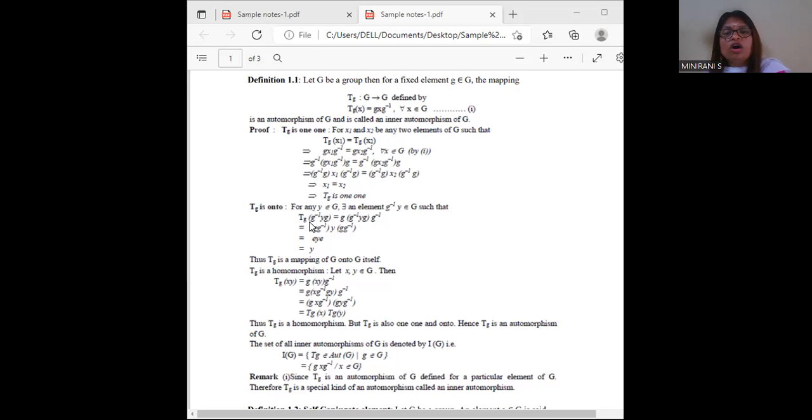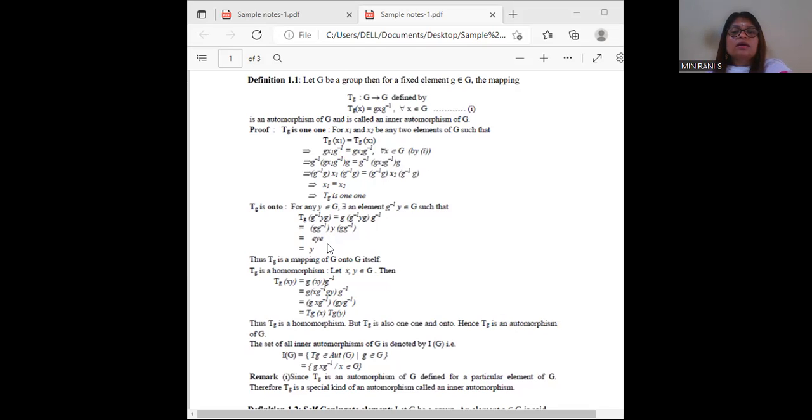So Tg of g inverse yg is equal to, by definition, g into that element, that is g inverse yg into g inverse. So again, using the associative property, g inverse g reduces to the identity element, and we get it as y. So for any element y, we get a pre-image g inverse yg, which is also an element of G. Because since g is an element of the group G, we have g inverse belonging to G and also y belonging to G.